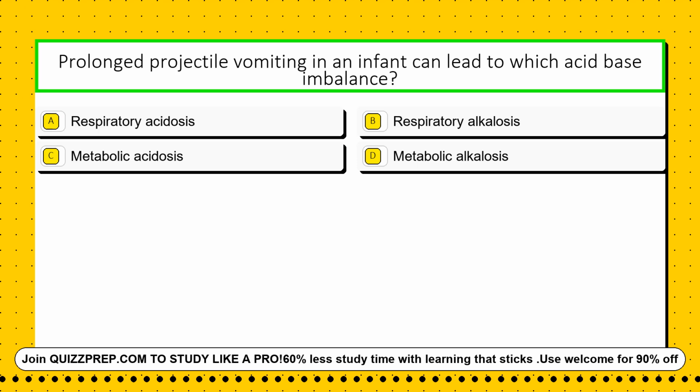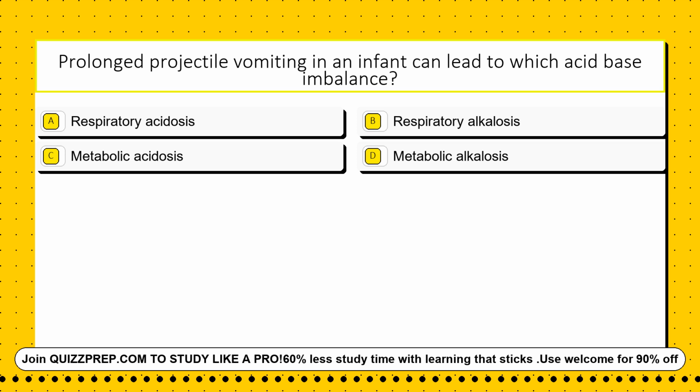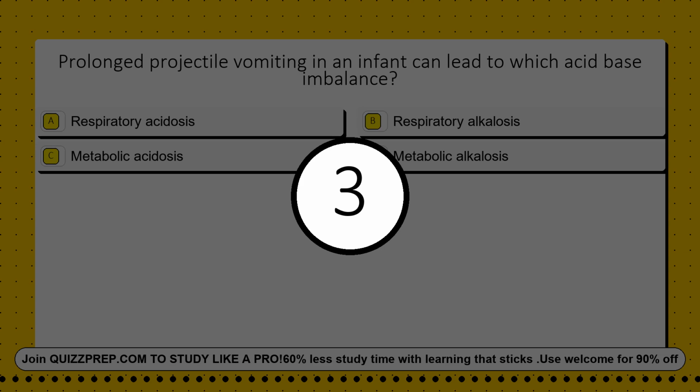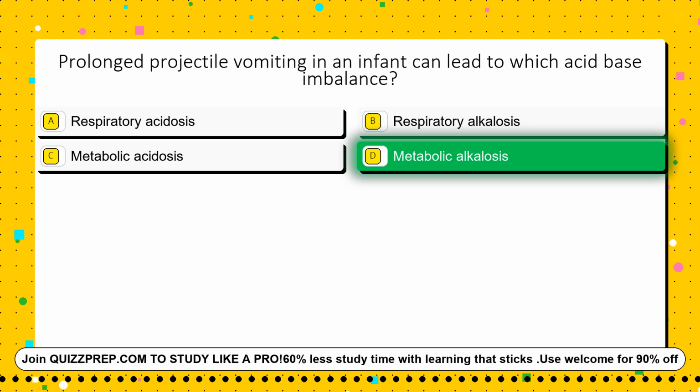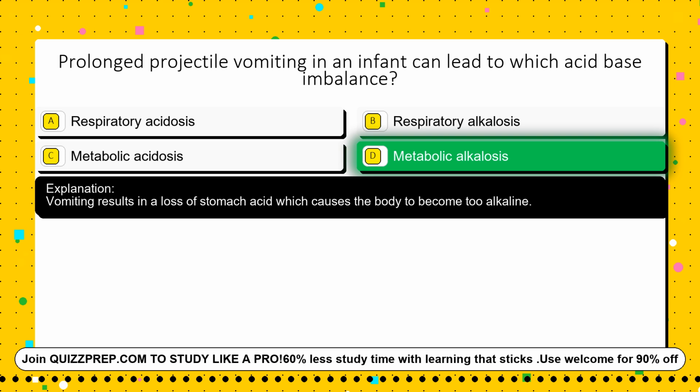Question 117. Prolonged projectile vomiting in an infant can lead to which acid-base imbalance? Option A. Respiratory acidosis. Option B. Respiratory alkalosis. Option C. Metabolic acidosis. Option D. Metabolic alkalosis. The correct answer is option D. Metabolic alkalosis. Vomiting results in a loss of stomach acid which causes the body to become too alkaline.